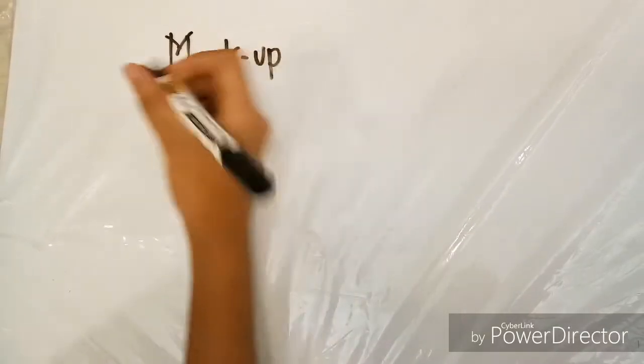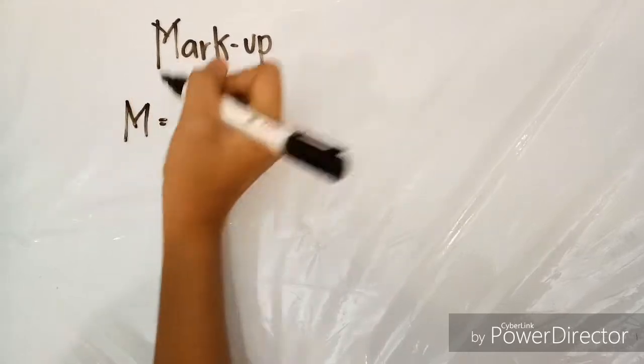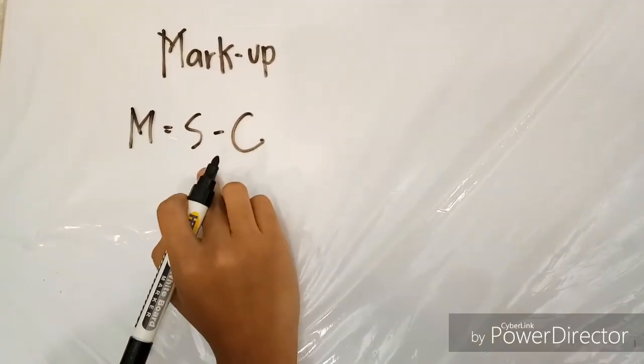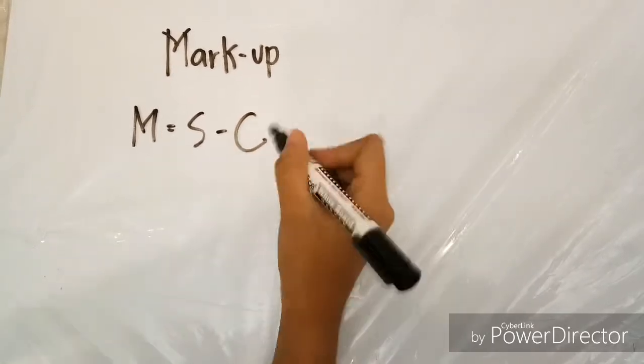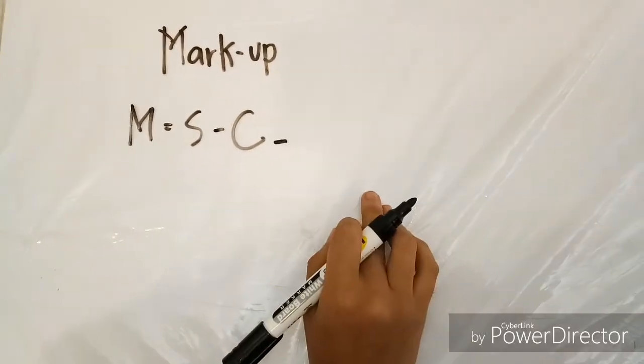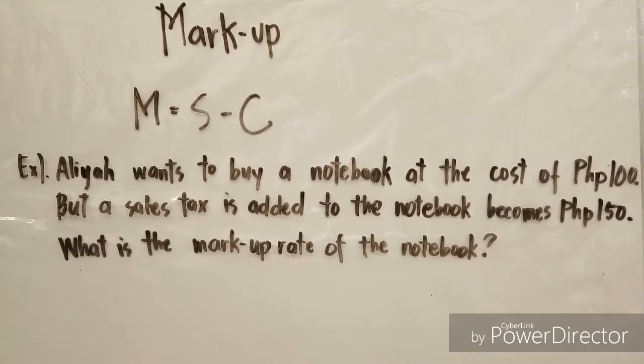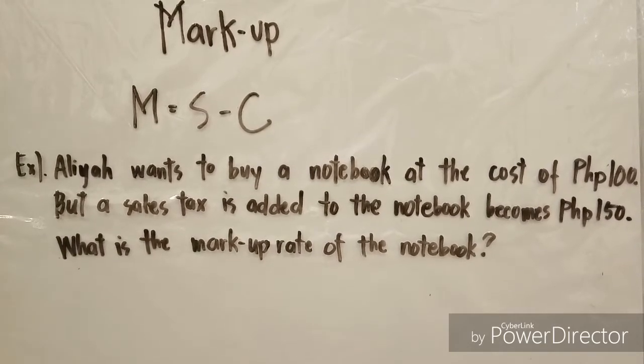The markup is the additional amount that the retailer must add to its cost to cover its business and to provide a profit. The formula in getting the markup is: markup equals selling price minus cost price. The selling price is the sum of the cost and markup, and the cost price is the price of the merchandise paid by the retailer. So for example, Aliyah wants to buy a notebook at the cost of 100 pesos, but the sales tax is added and the notebook becomes 150 pesos.